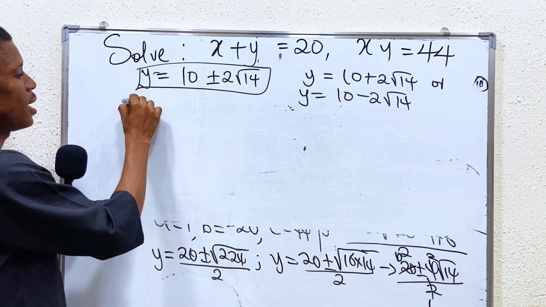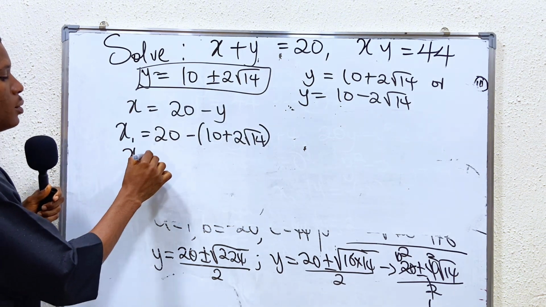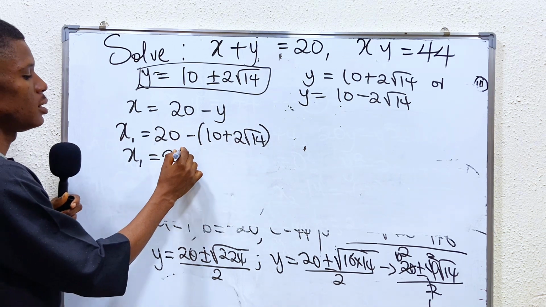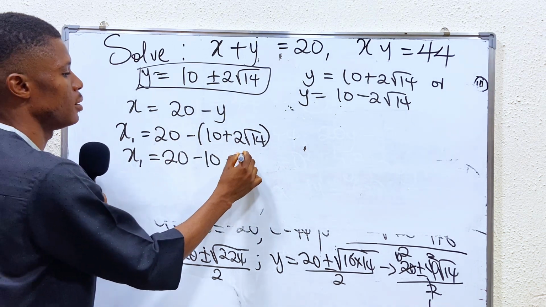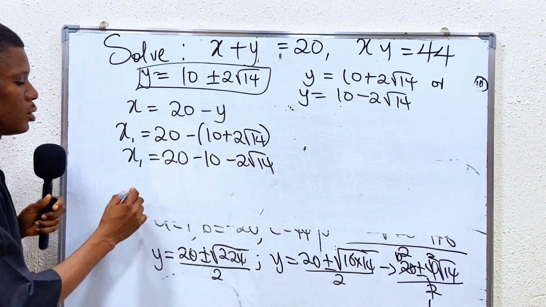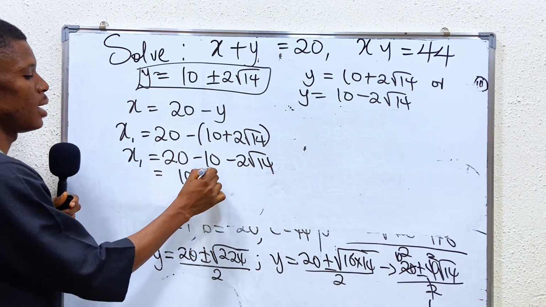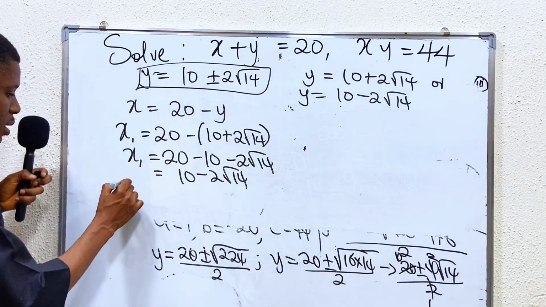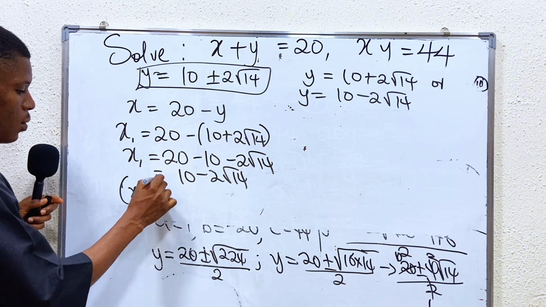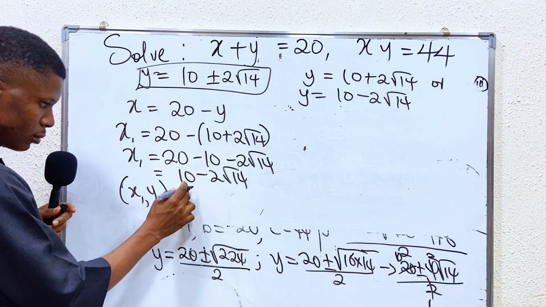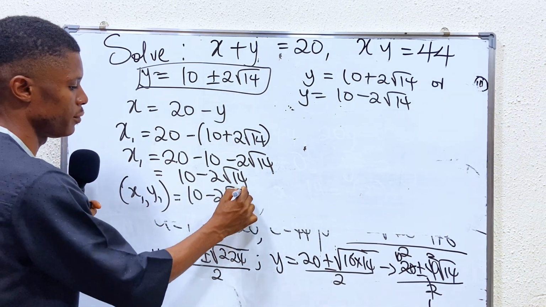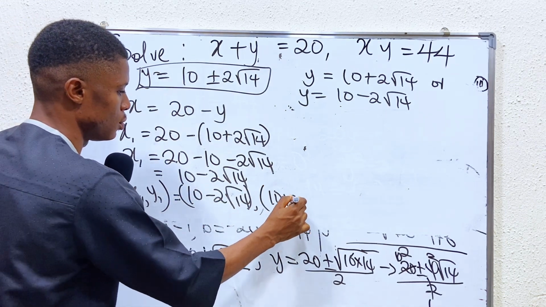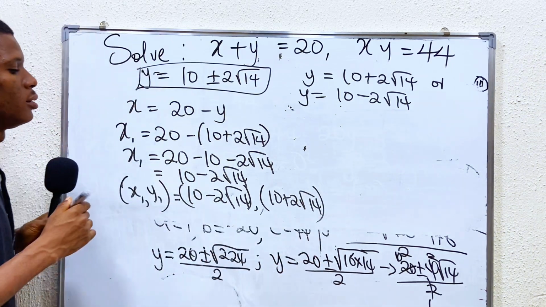We know that x is equal to 20 minus y. That means our x1 will be equal to 20 minus, and the minus will affect everything, so 20 minus 10 plus 2 root 14, which gives you 10 minus 2 root 14. Okay? So x1, y1 will be equal to, x1 is 10 minus 2 root 14, and y1 is 10 plus 2 root 14. Good. These are for the first pair.